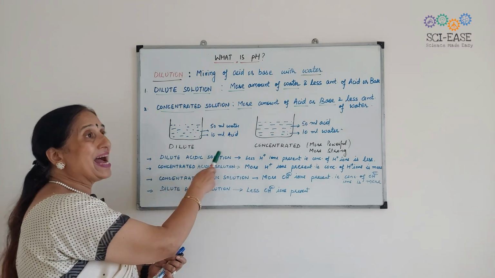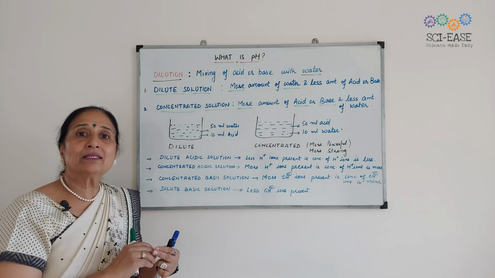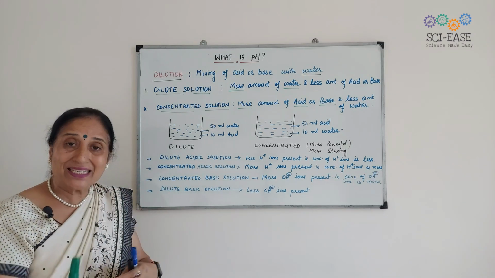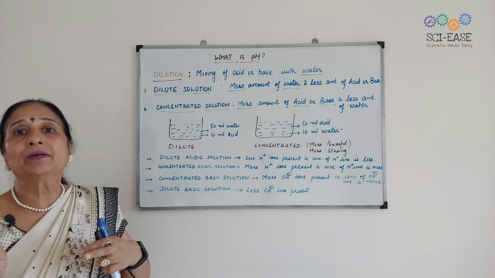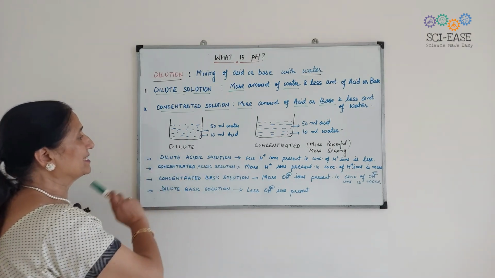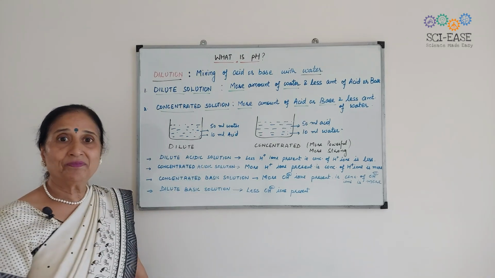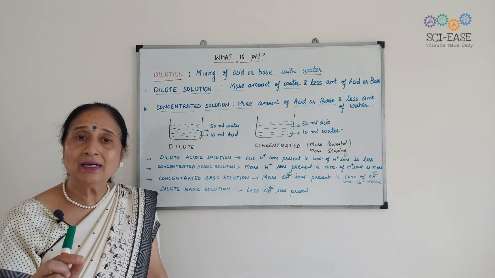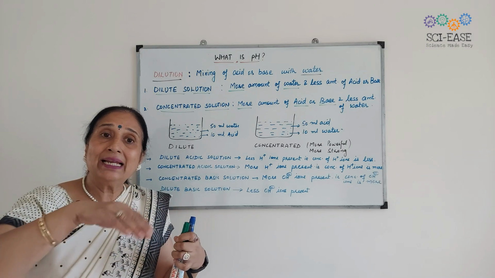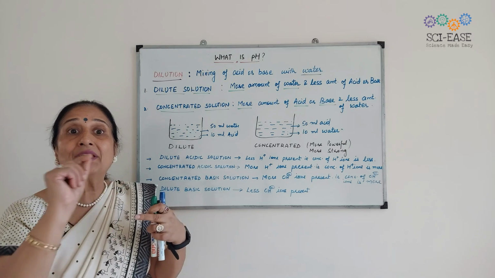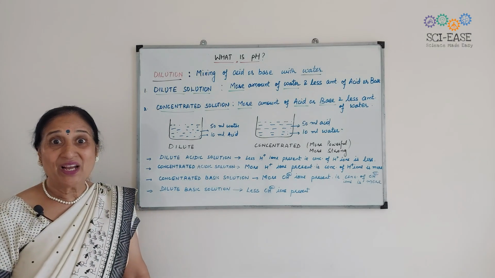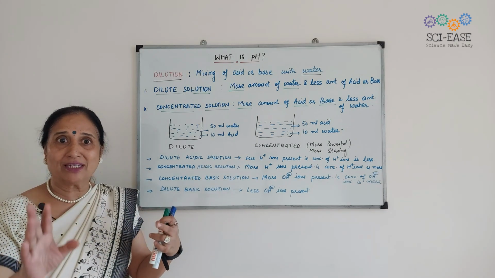First one is dilute acidic solution, then is concentrated acidic solution, then dilute basic solution and concentrated basic solution. Okay? So, what do you mean by this dilute acidic solution? What is an acid? What is the definition of acid? Acid is that when an acid is dissolved in water, it releases H positive ions. Okay? It releases H positive ions.